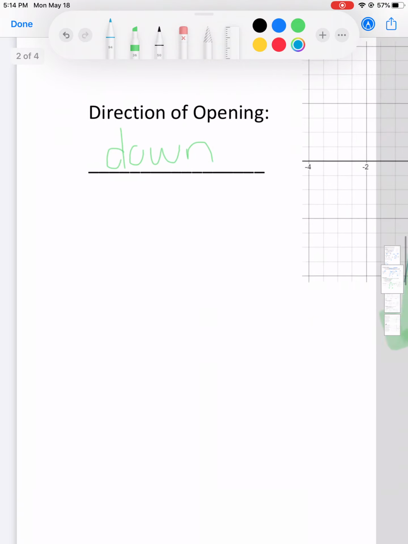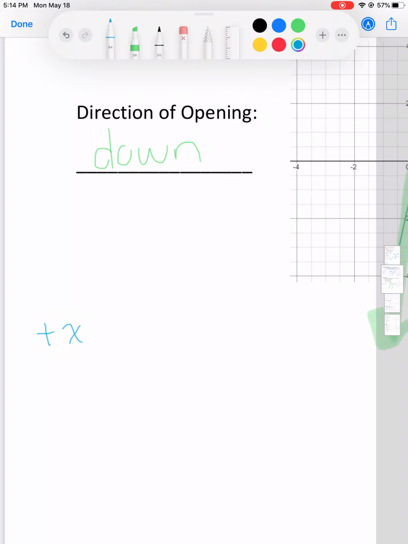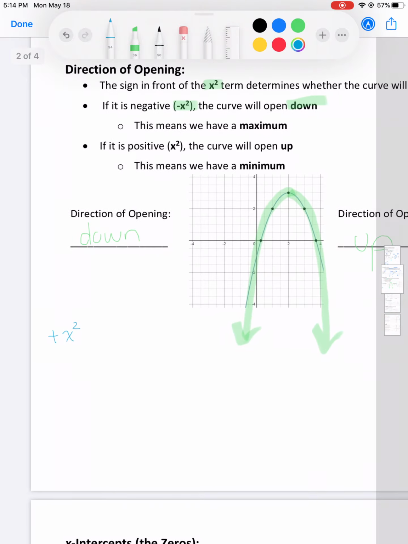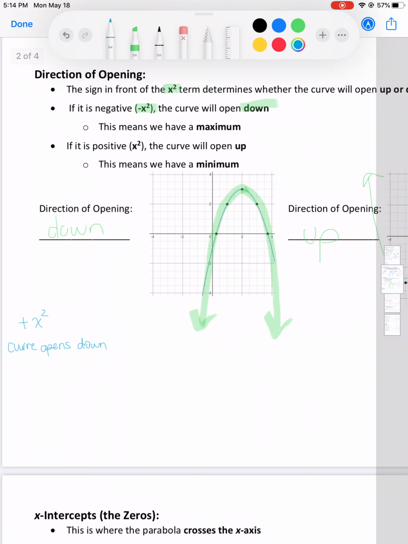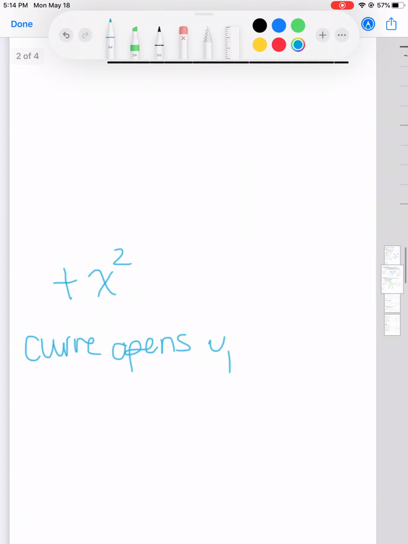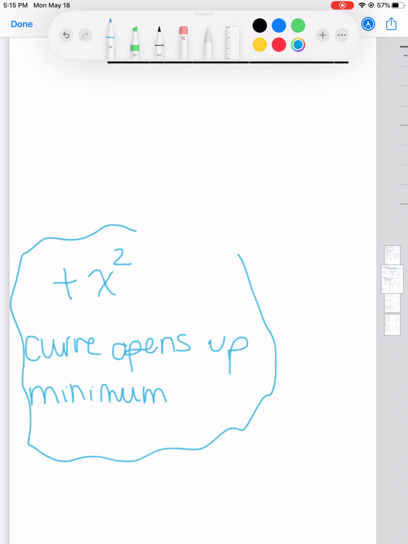if we have a positive x squared, we know that the curve opens down, and that means, oh, I lied too. If we have a positive, the curve opens up, and that means we have a minimum. So this is just like a little summary. Might have to add more to it after.